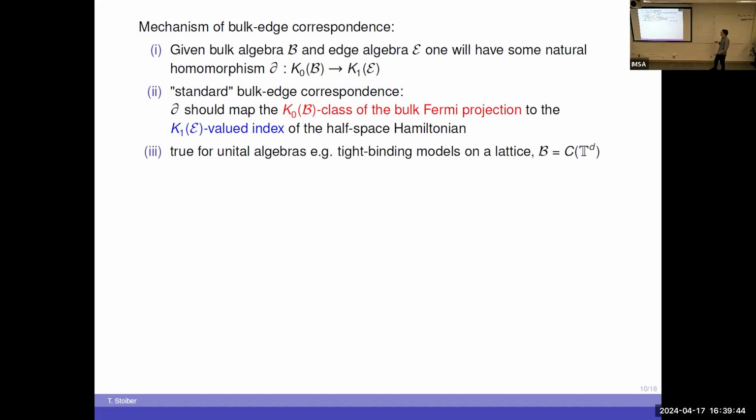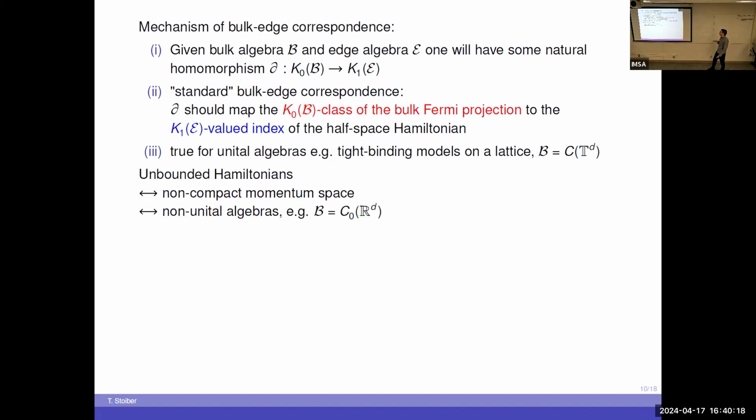Okay, and this is in fact always true when we use unital C-star algebras. So for example, for discrete models on the torus, we can use as a bulk algebra just the continuous functions on the torus. And then this is always true in the sense that we can just define this boundary map by this term. So every half space Hamiltonian has a K1 valued index, and it only depends on the bulk class. So this is basically true by definition.